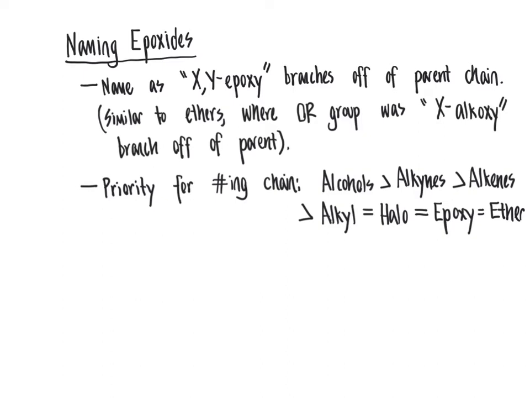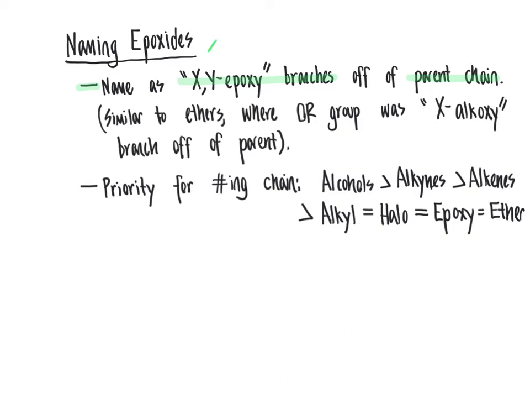Overall, naming epoxides is going to be very similar to the other types of molecules that we have named so far this semester and last semester, meaning that you'll do things such as find the longest carbon chain, and then once you have found the longest carbon chain in the molecule, you are going to be naming the epoxy group as a branch that comes off of that parent chain. So use the same rules that you've used before to find the parent chain within a molecule, and then the epoxide group specifically is referred to as a so-called XY epoxy branch.